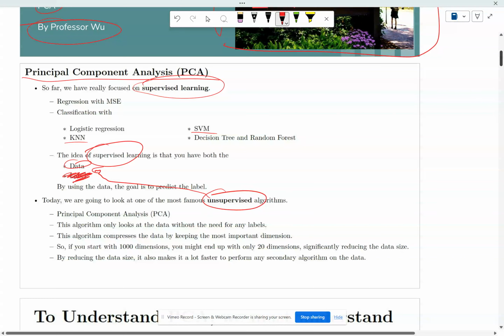So principal component analysis only looks at the data, and what it does is that it tries to reduce the dimension. You may have data with very large dimension, and by reducing it, you can run it much faster. And when you reduce the dimension, you might also remove unnecessary noise. Like I said, this algorithm only looks at the data without the need for any labels. It essentially compresses the data by keeping the most important dimensions. So if you start with 1,000 dimensions, you might end up with 20.